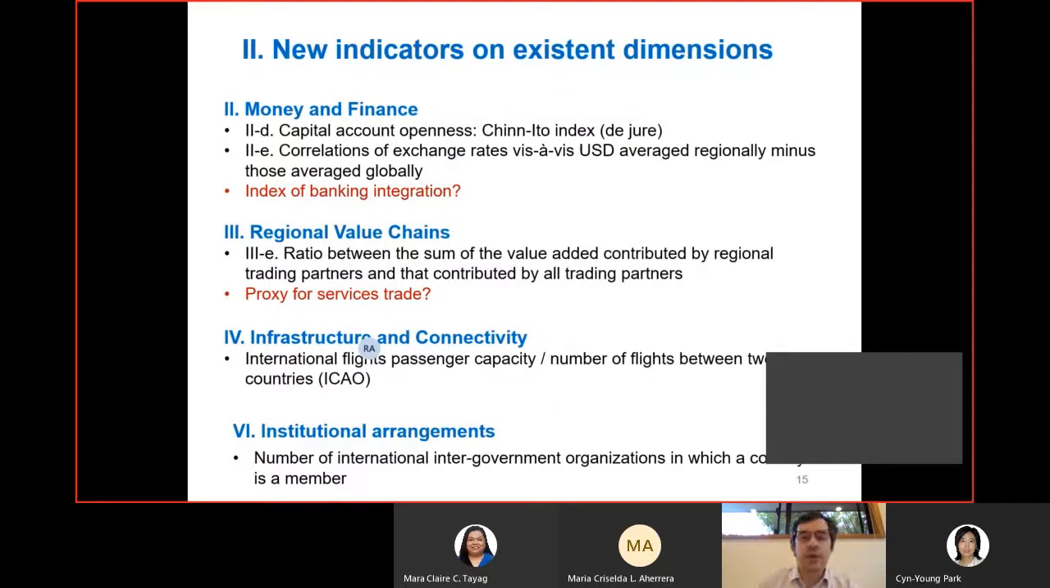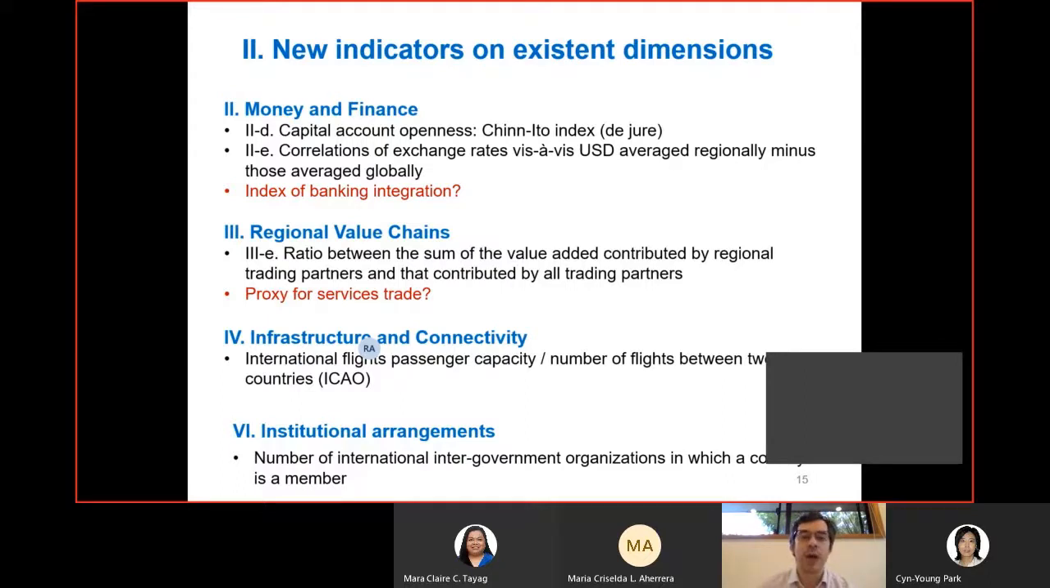So let me show you the new indicators that we are considering on the existing dimensions. One of the drawbacks of the current version of the ARCII is in the money and finance integration dimension, where we have some important data gaps, in particular related to indicators of capital markets, equity returns, and this type of bilateral indicators that we do not have for all the countries in the Asia region and actually worldwide, as we estimate the ARCII for all regions. For this, we are considering introducing two main indicators.